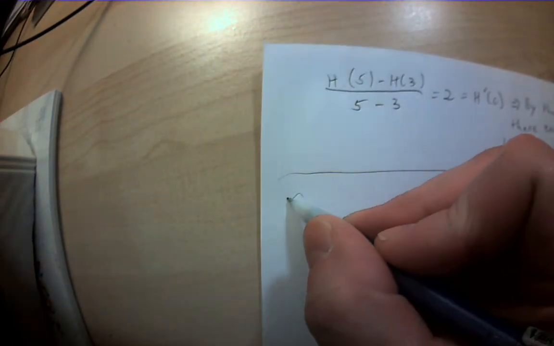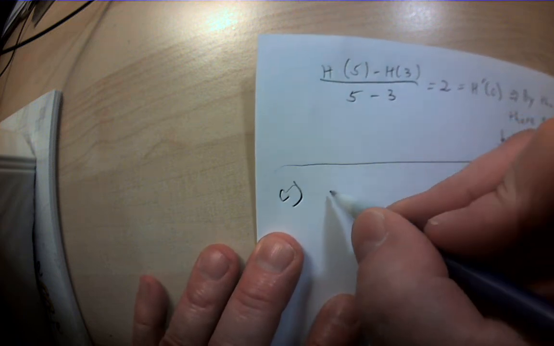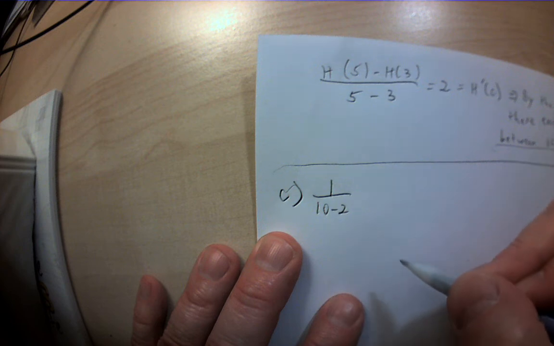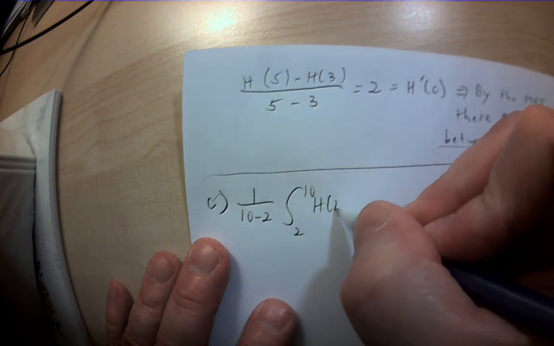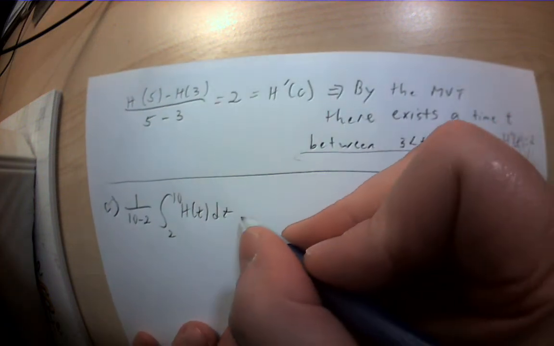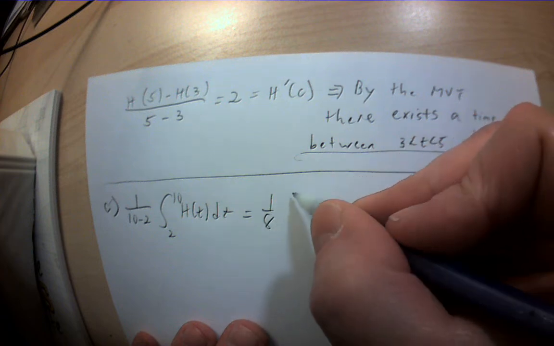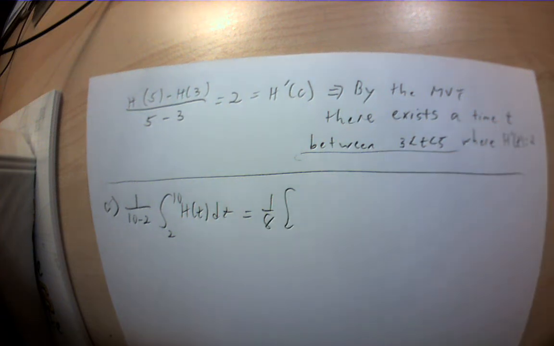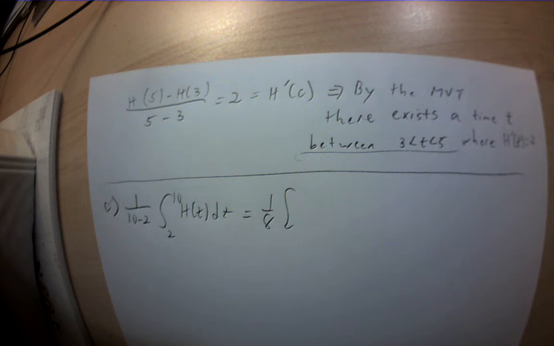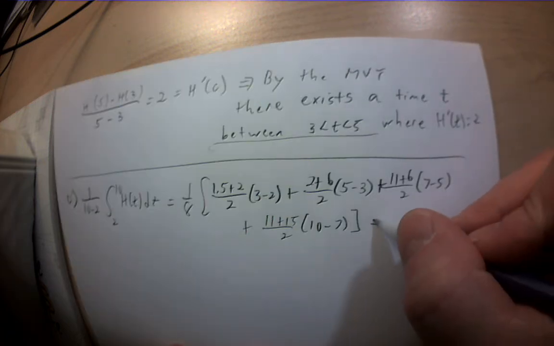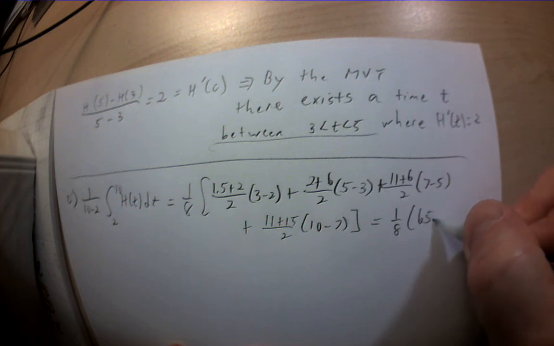So, guys, this is what you're looking to do. Part C. Okay, so average height means you divide by the interval length. So it's the integral from 2 to 10 of h of t dt. And they're looking to do a trapezoidal sum. So it's 1/8 times... Guys, to do the trapezoidal sum, if you remember, you just find the average of the y's, divide by the delta x. I'm running a little bit low on time here. Okay, guys, you get this. If you add it all together, you get 1/8 times 65.75. And that would be good for the answer.